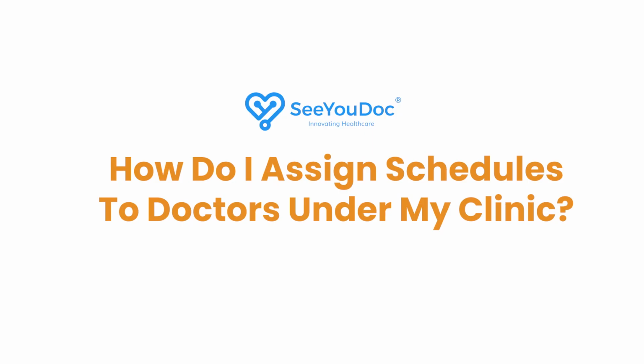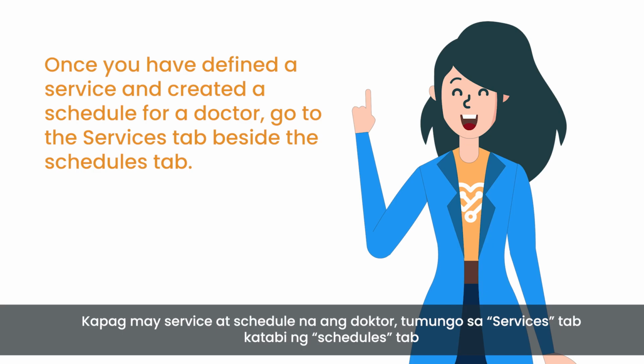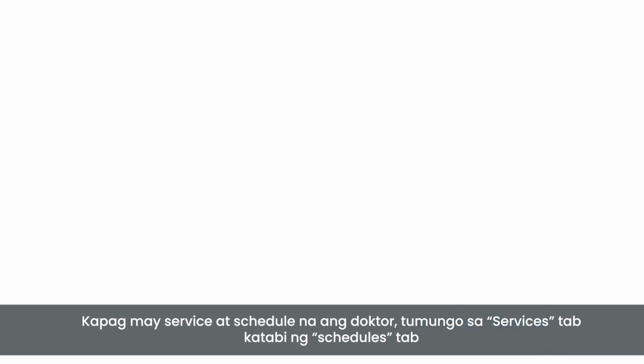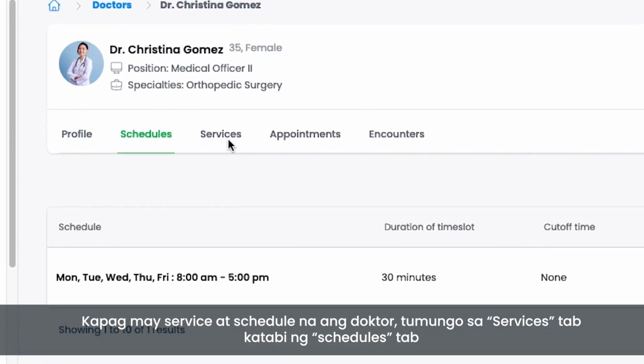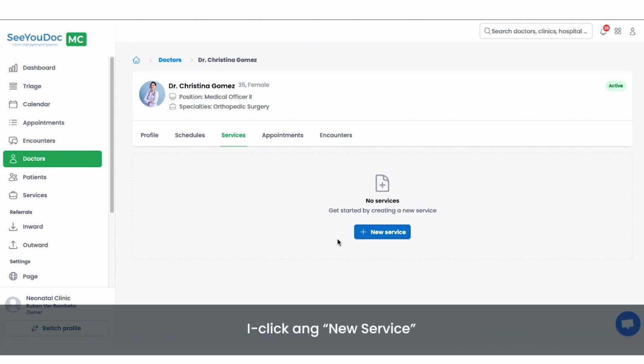schedules to doctors under my clinic. Once you have defined a service and created a schedule for a doctor, go to the Services tab beside the Schedules tab. Click New Service.